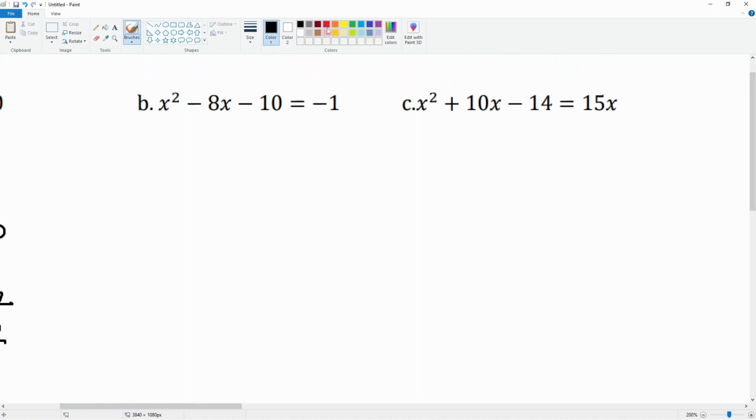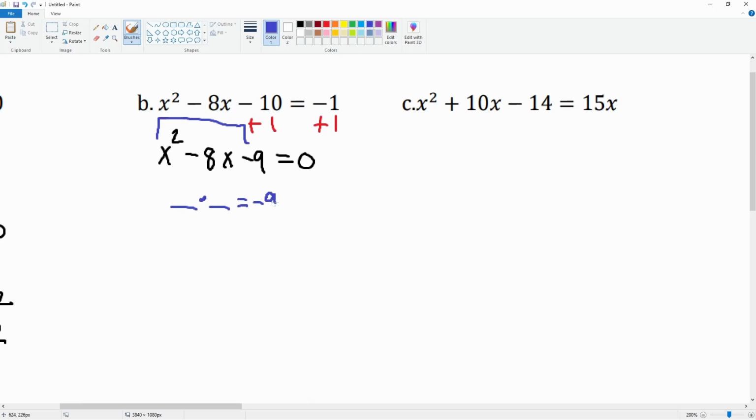For b, we need to make this equal to 0, so we're going to add 1 to both sides. Then we simplify. x squared minus 8x minus 9 is now going to equal 0. Let's set up our dashes here. We want to find two numbers that multiply to make negative 9 and add up to this middle number of negative 8.